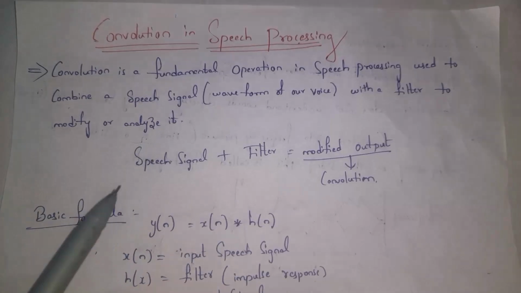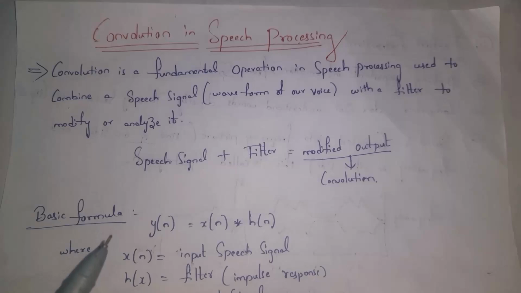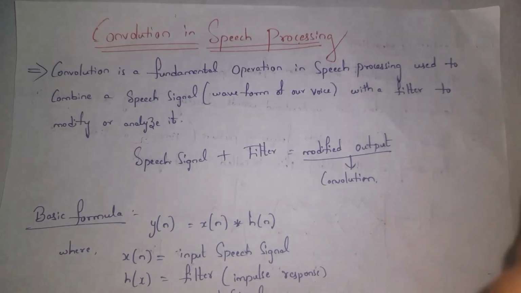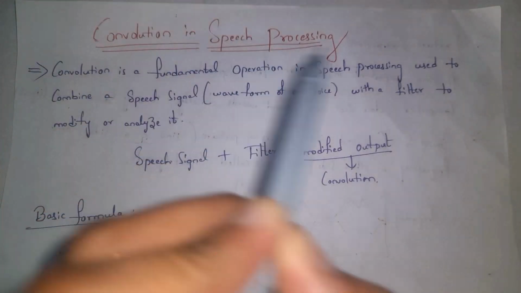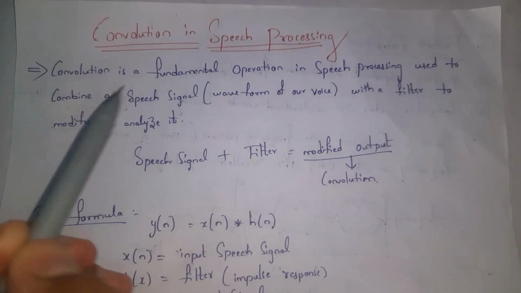Let's get started. Guys, convolution means applying a filter to our voice. Whenever we apply a filter to our voice, we can modify our voice, we can reduce noise, we can improve speech clarity, and we can do various other operations. So, convolution is a fundamental operation in speech processing used to combine a speech signal with a filter.